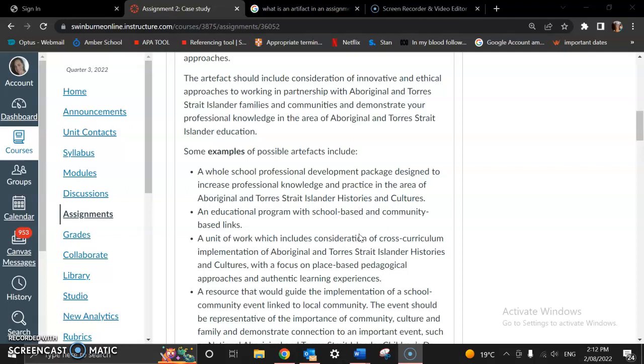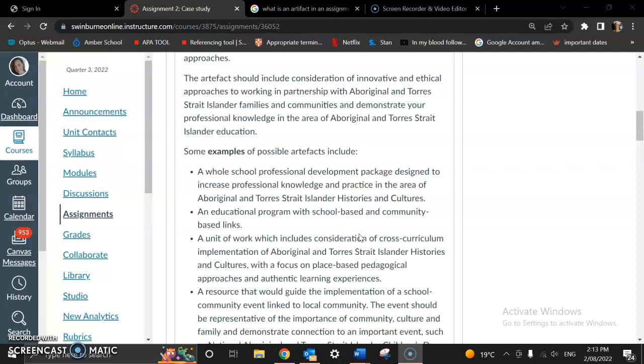You could talk about acknowledgement of country, do a smoking ceremony, talk about things that you are going to present in common areas of the school, professional development for all teachers. So there's things you could include in a whole school approach.